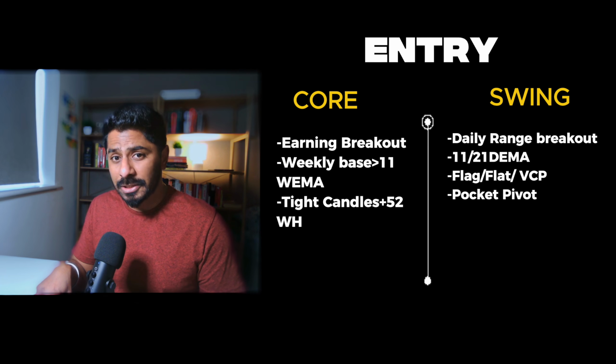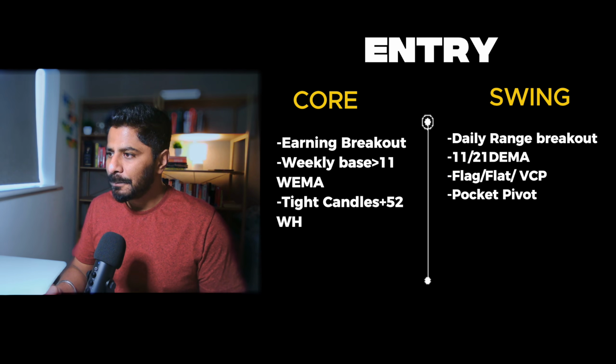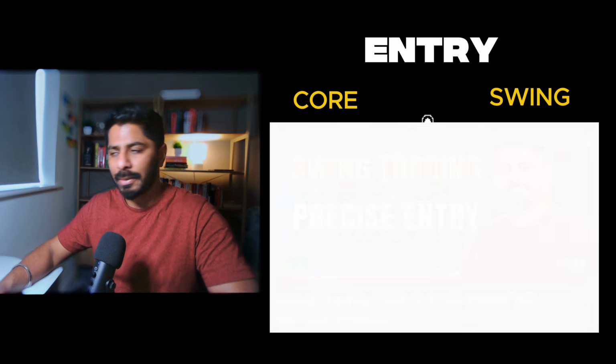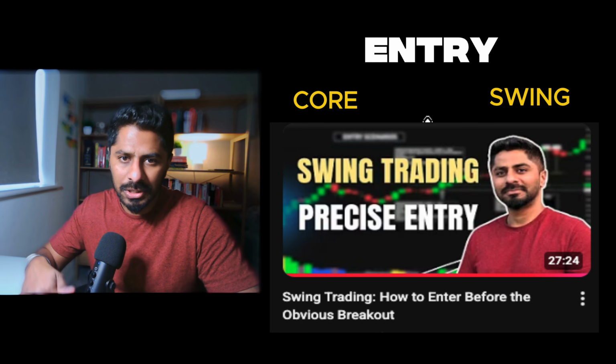I look for daily range breakout. I look for 11 or 21 DMA. Pocket pivot is very important for me. So these are the few characteristics I look for in satellite to make my entry. For swing also, I have made a video, so you can check that out.